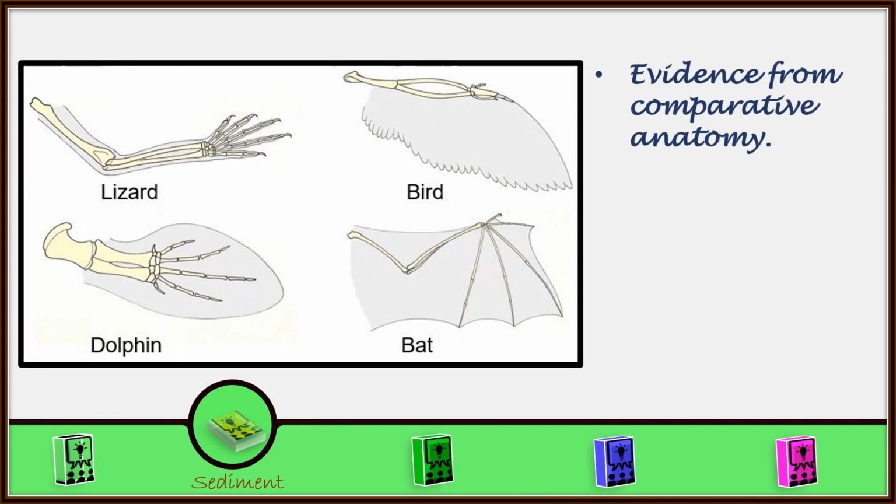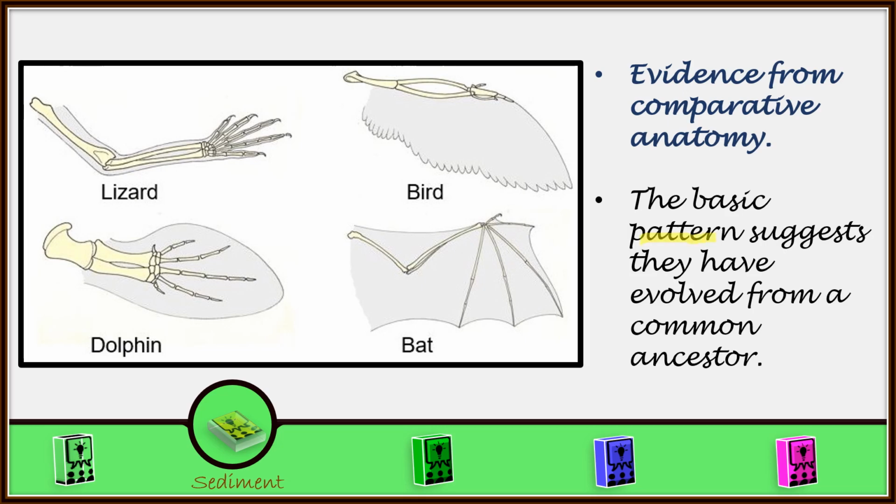Evidence from comparative anatomy. The basic pattern suggests that these organisms have evolved from a common ancestor. The structures, the features that we are seeing, show that these organisms have evolved from a common ancestor by looking at their anatomy. These are vertebrate limbs. This one is for the lizard, this one is for the dolphin, this one is for the bird and the bat. But you can see that they have structures which resemble each other, which means that they might have come from the common ancestor.